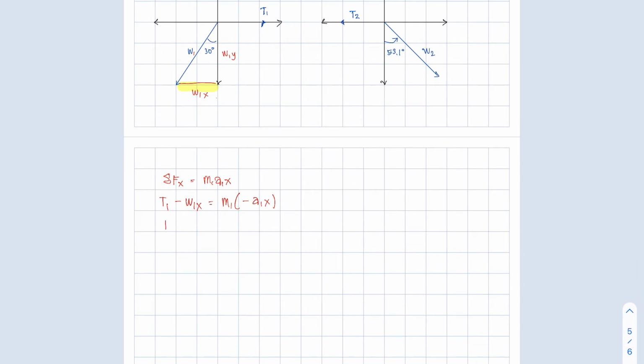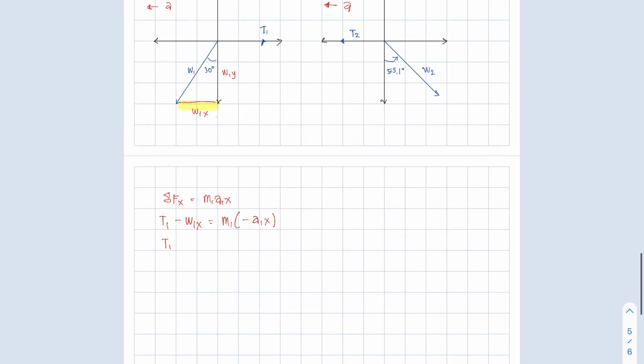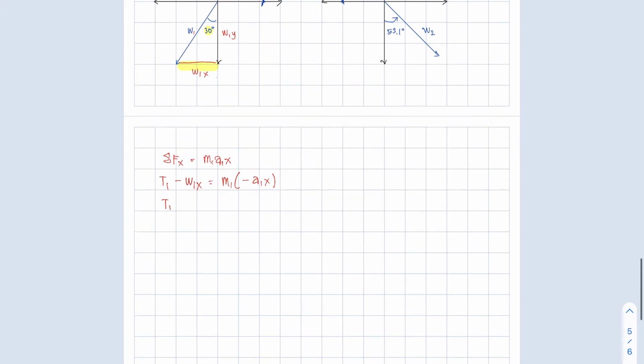So what will happen is T1, and if you note, 30 degrees is our angle, and W1x, meaning the x component of weight 1, with respect to 30, they are opposite. Opposite means the sine function, so that will just be minus W1 sine of the angle, which is 30 degrees, equal to negative M1A1x. Okay, so this is the correct equation. Forgive me, I forgot to take into account the x component of the weight.